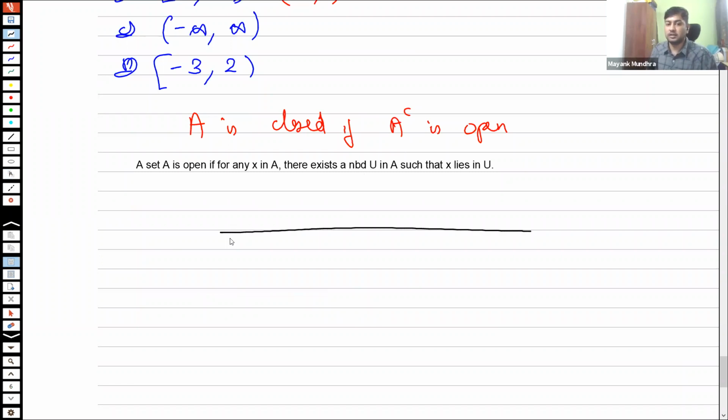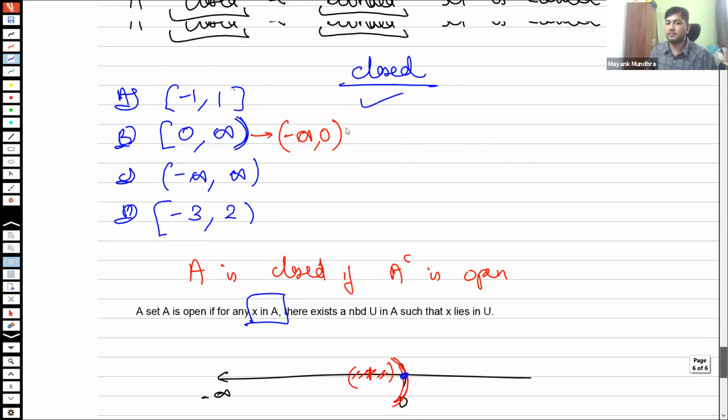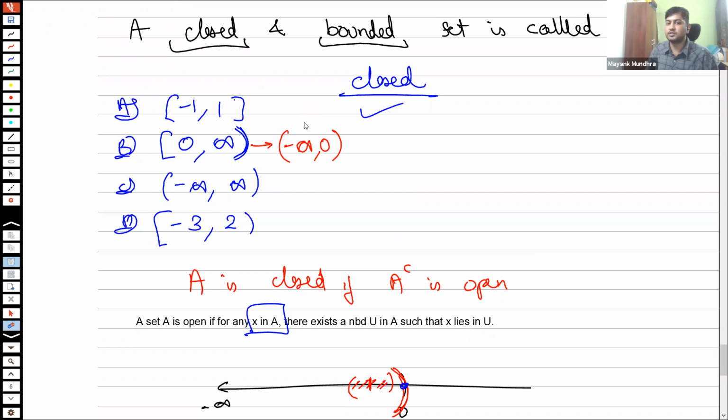So the set negative infinity to 0 is open because you take any point in this set, you can construct a neighborhood around it which lies completely inside it. The point 0 is not included, so you will not talk about constructing a neighborhood around 0. That's not allowed. You are talking about points inside the set. So this set verifies this property, so this set is open, which implies that its complement is closed. So yeah, this is closed.